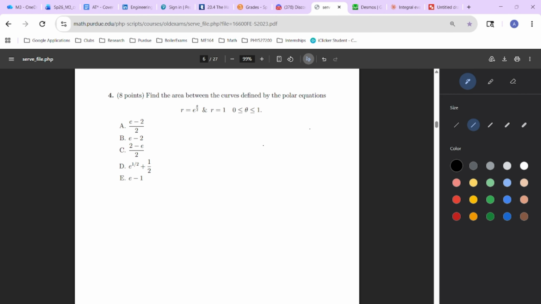So for this type of problem, or actually for any bounded area problem, we need to figure out which curve is going to be larger than the other curve. In a problem like this, they will never give us an example where one curve is larger than the other and then smaller than that other curve between the domain that we're given. It'll always be that one curve is always larger than the other.